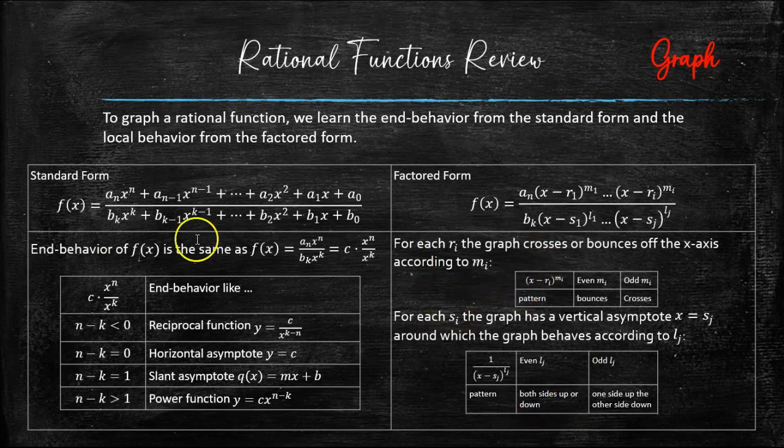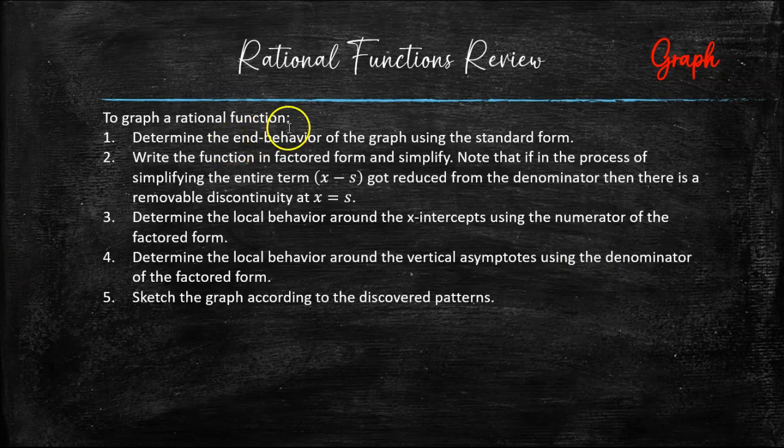Just figuring that out is enough for you to sketch a very decent graph by following these steps. So you determine the end behavior, you factor, simplify, and you identify your removable discontinuities. So if in the process of simplifying one of the denominators disappeared, that means you have a removable discontinuity. You should be able to determine the local behavior around the x-intercepts following the multiplicities in the numerator. You should be able to determine the local behavior around the vertical asymptotes using the multiplicities in the denominator, and that's enough for you to sketch the graph.